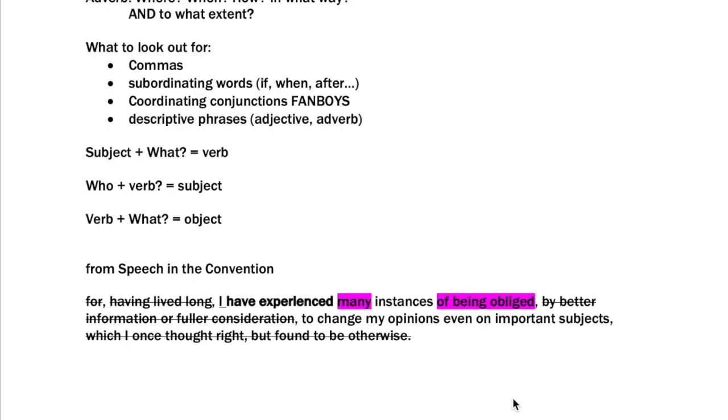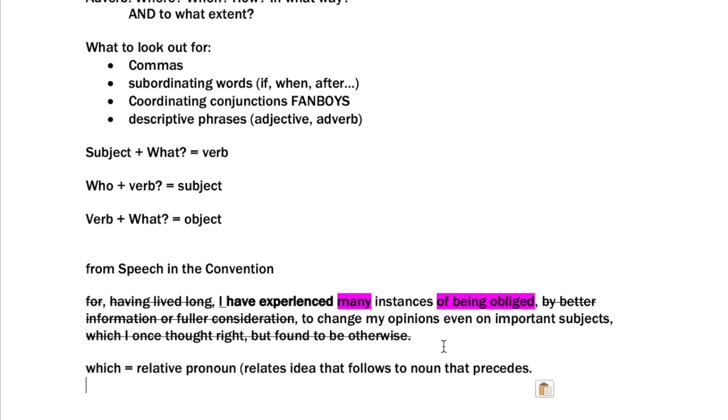So to clarify the last part of the sentence, which I once thought right but found to be otherwise, I just want to go through what that is. So the word which is actually something we call a relative pronoun. When we know what a pronoun is, it takes the place of a noun. And relative, I just like to think of it as it relates the idea that follows to the noun that precedes. So the noun that precedes is subjects. And the word which relates it to this idea of I once thought right but found to be otherwise.